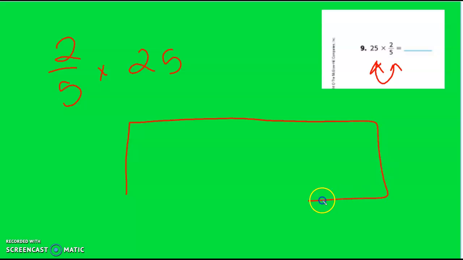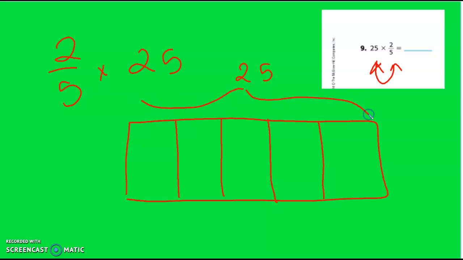But using commutative property, I can actually flip-flop these numbers and have the same result. So if I do 2/5 of 25, I can figure out the same thing. So I'm going to let this bar represent 25 wholes, and then I want 2/5 of it. So I'm going to cut this bar into 5 equal sized pieces, and then I have to ask myself, well, if this is 25, what is each one of these equal pieces doing?